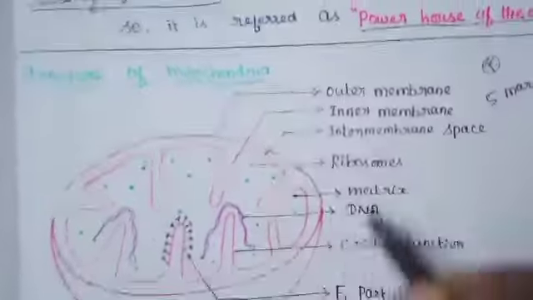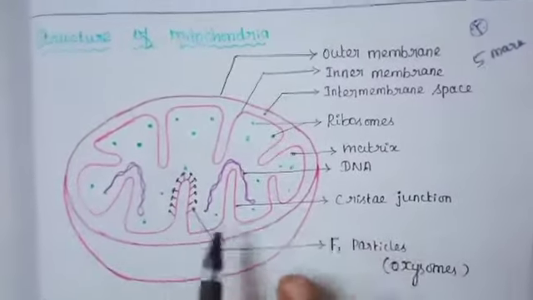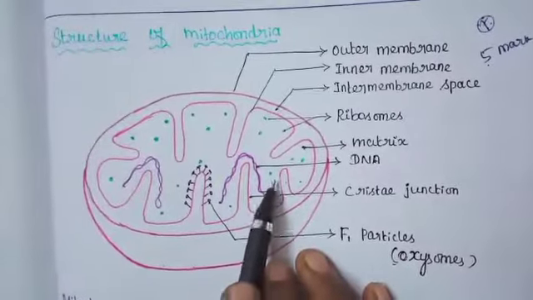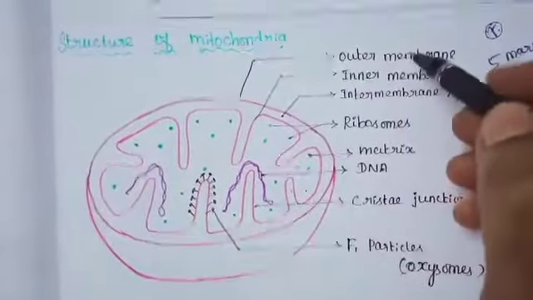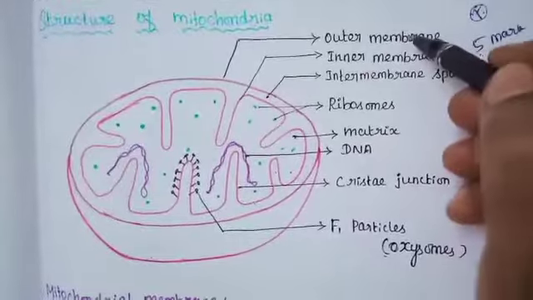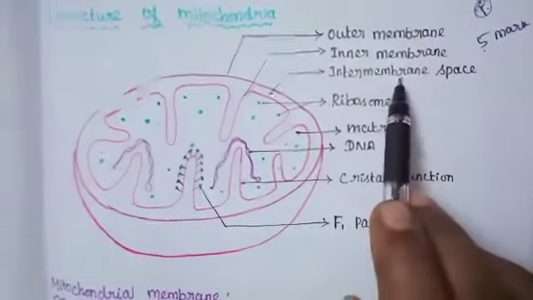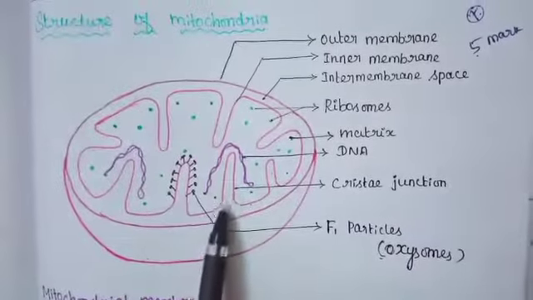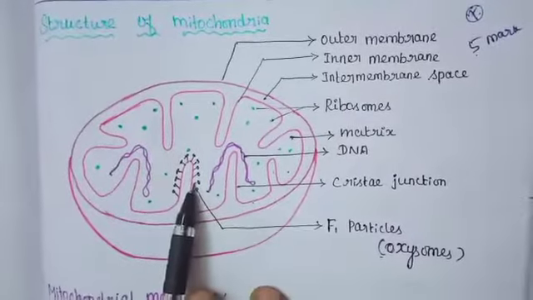Next, structure of mitochondria. This is a very important 5 mark question. Also 2 mark diagram questions. This mitochondria consists of the following parts: outer membrane, inner membrane, inter membrane space, ribosomes, matrix, DNA, cristae, junction, then F1 particles.